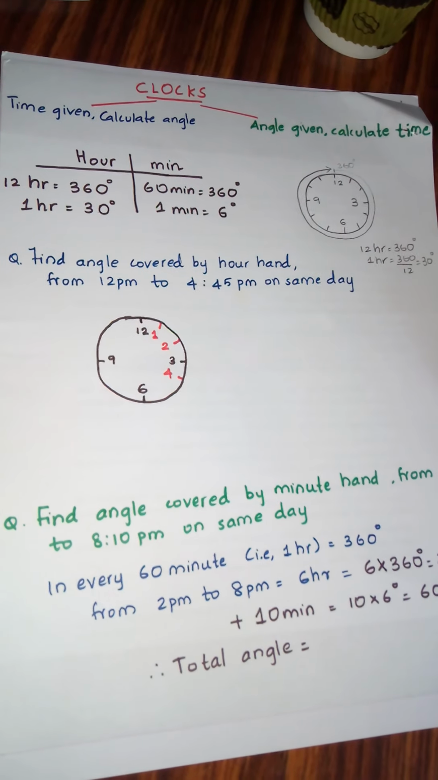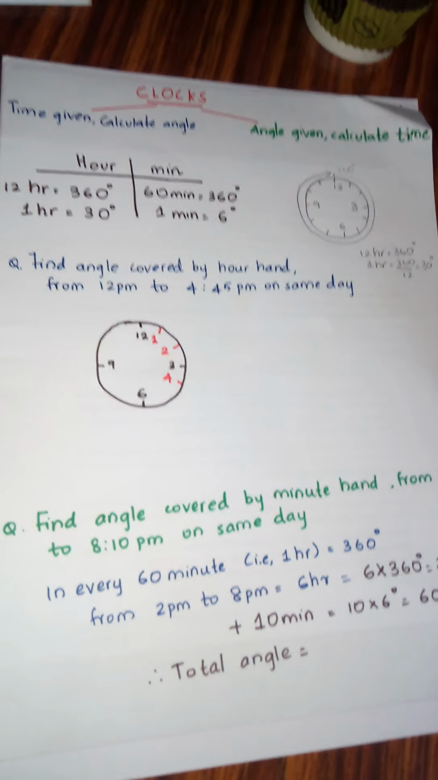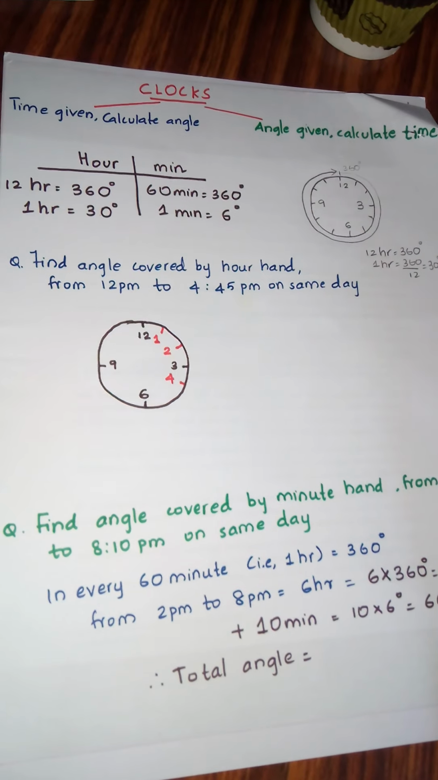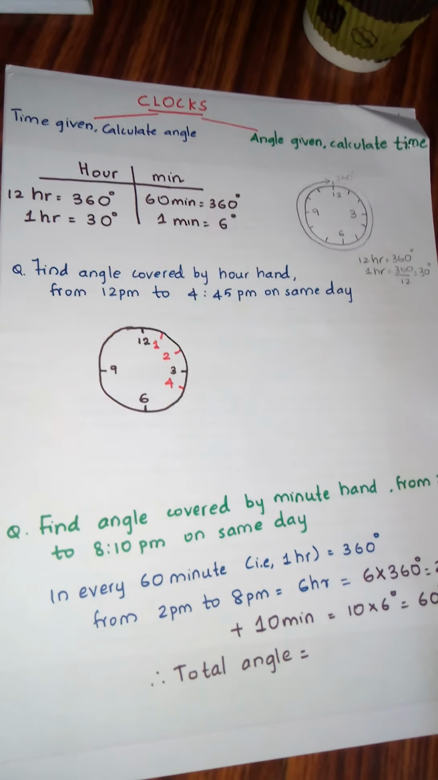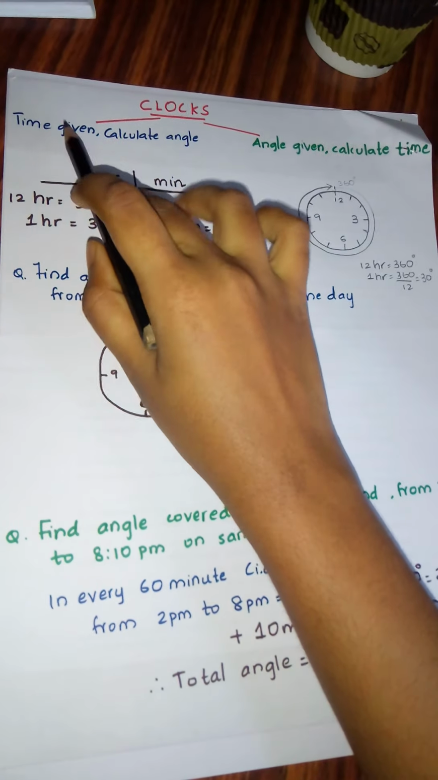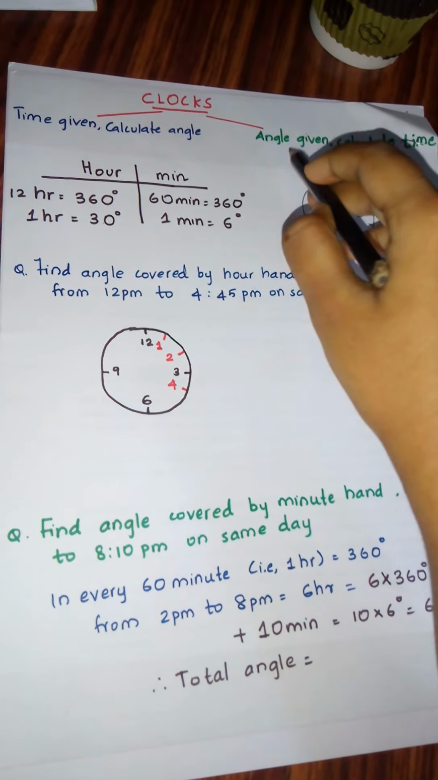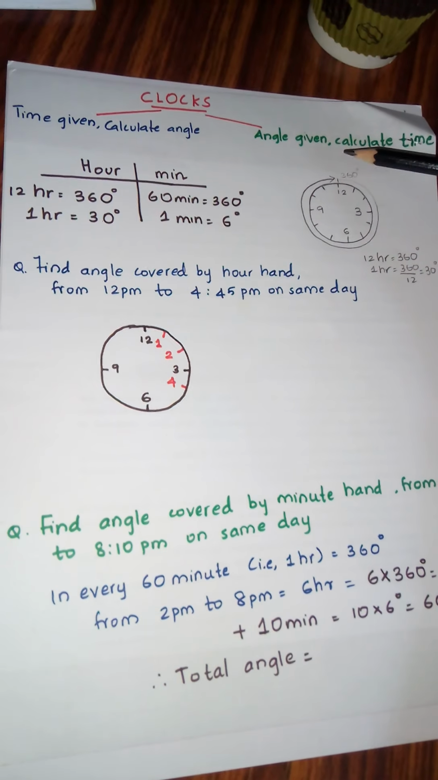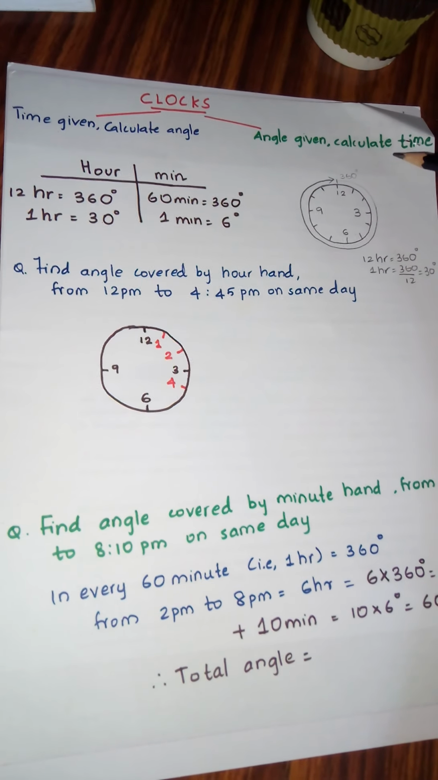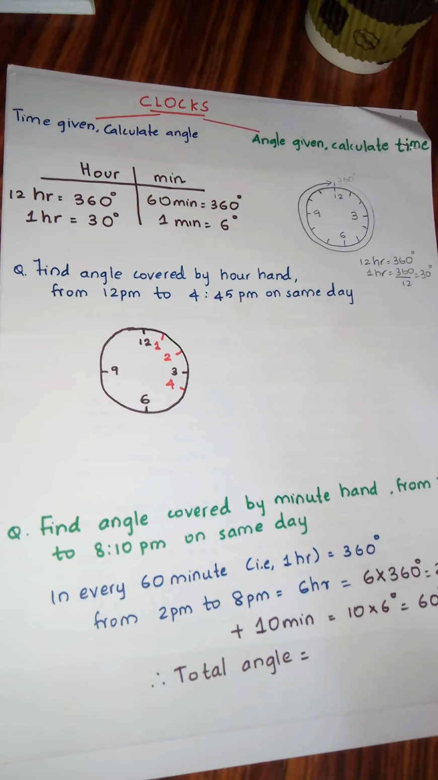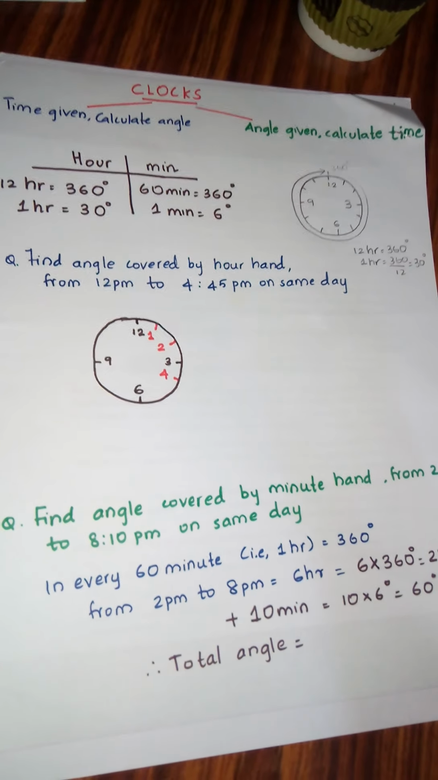The topic we are going to discuss today is clocks. Under clocks, we have two sets of questions that are usually asked. One set is the one in which the time will be given and we are supposed to calculate the angle. The second set is when the angle will be given and we are to calculate the time. So there are some key points that you should remember before doing the questions.